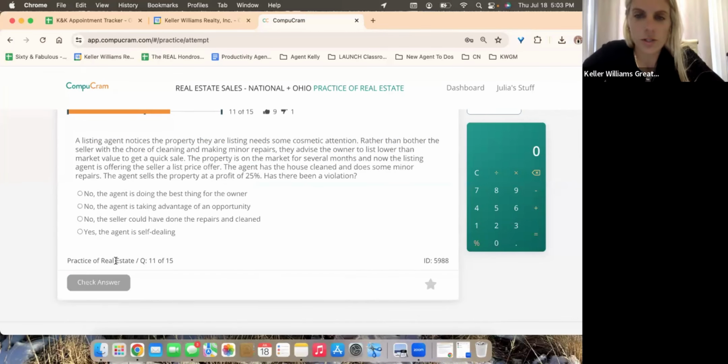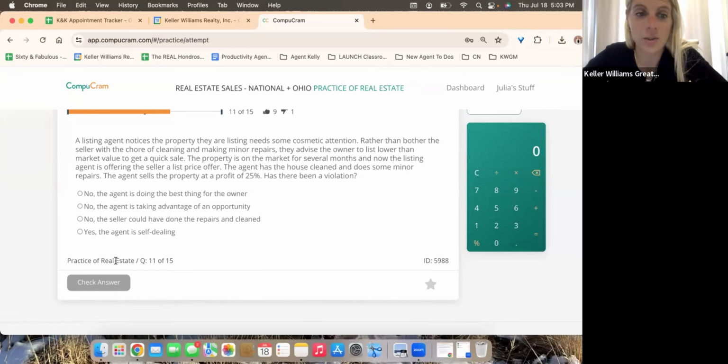Okay. Gosh, these questions are long. A listing agent notices the property they are listing needs some cosmetic attention. Rather than bother the seller with the chore of cleaning and making minor repairs, they advise the owner to list lower than market value to get a quick sale. The property is on the market for several months, and now the listing agent is offering the seller a lower list price offer. The agent has the house cleaned and does some minor repairs. The agent sells the property at a profit of 25%. Has there been a violation?